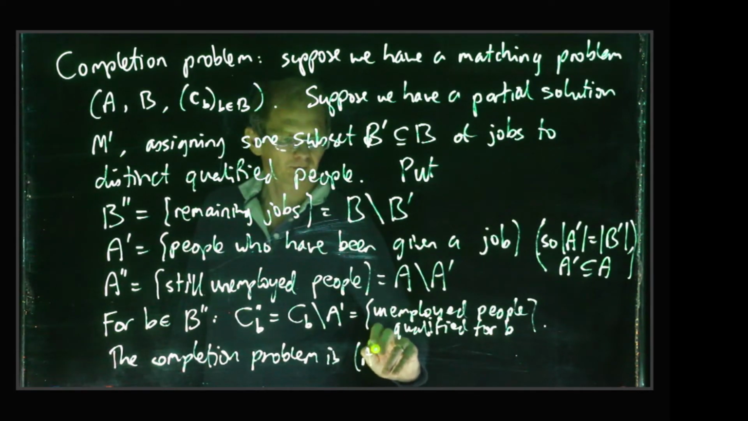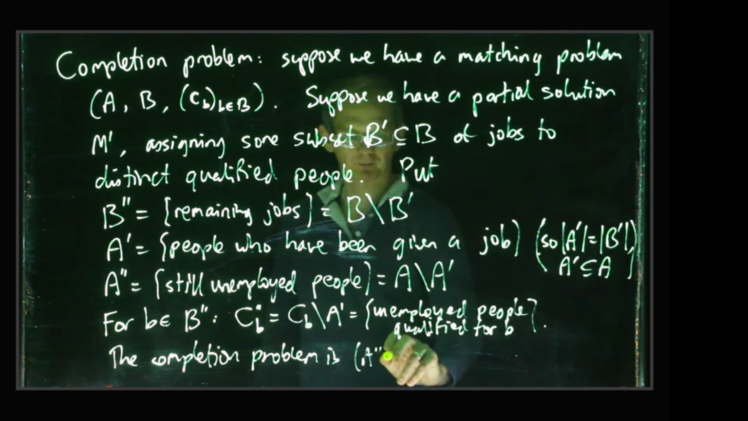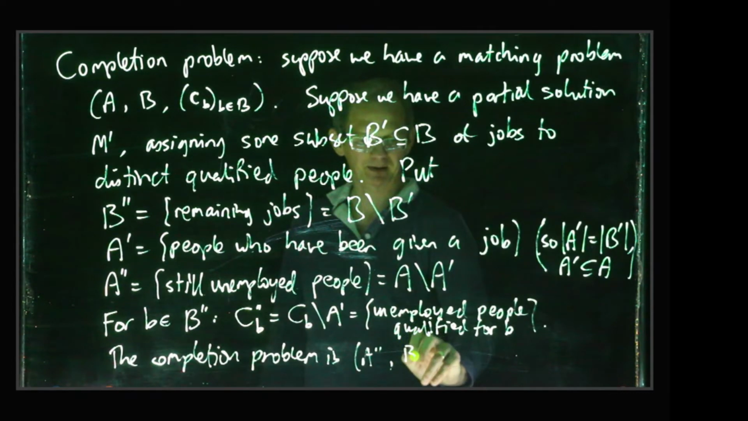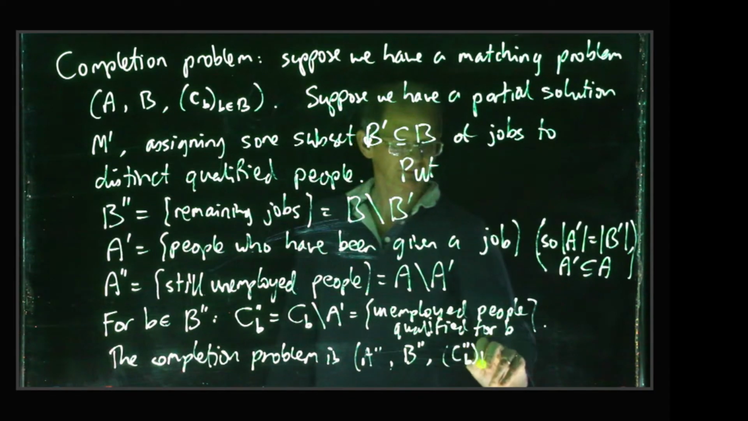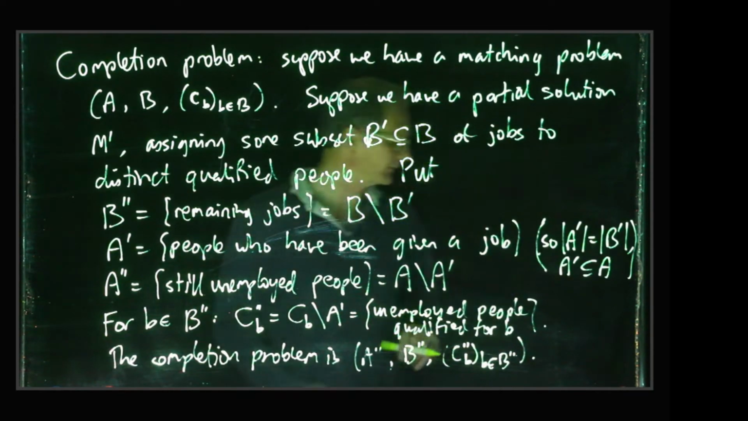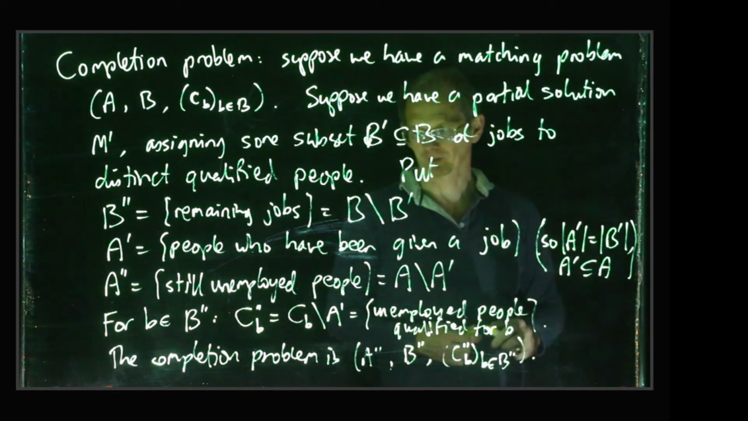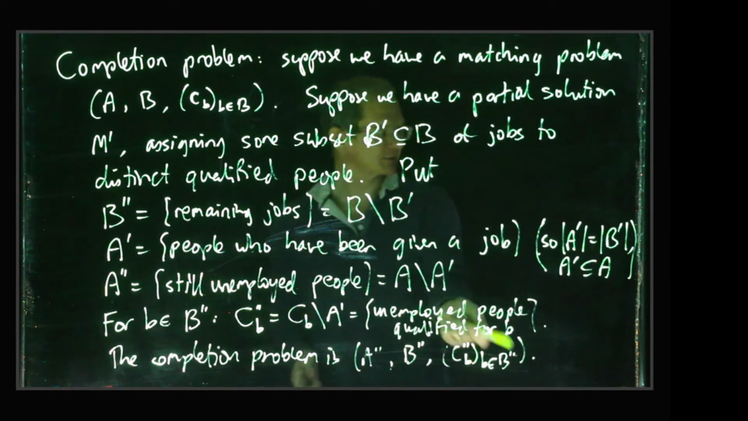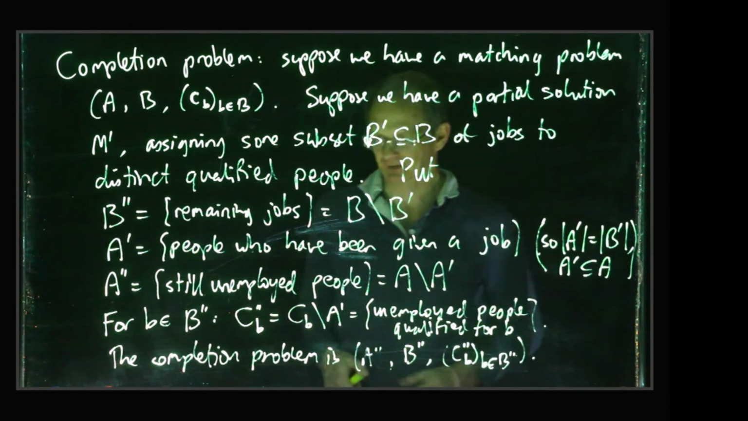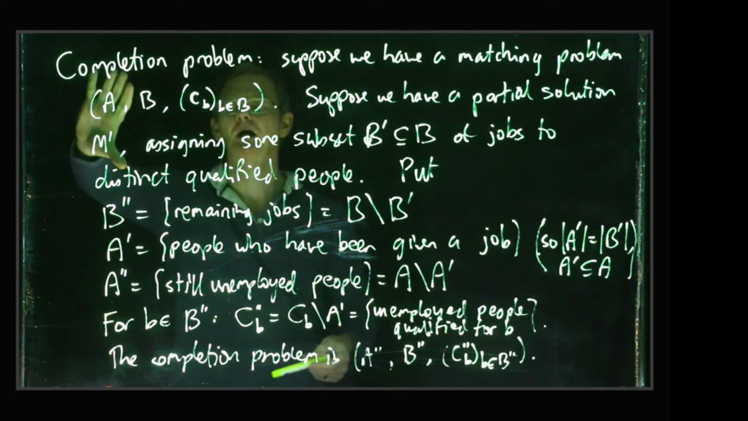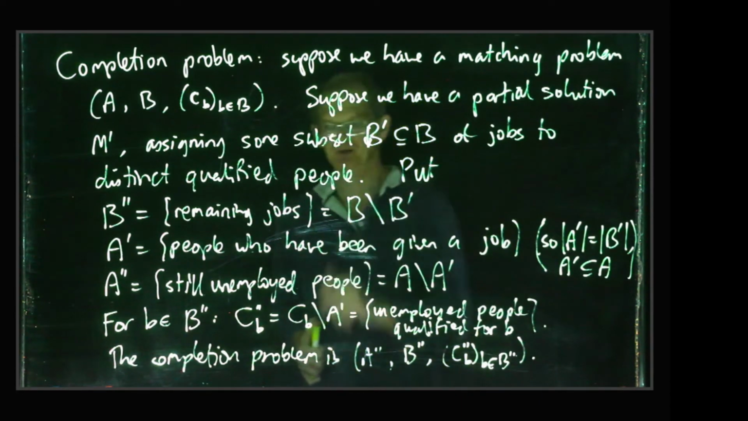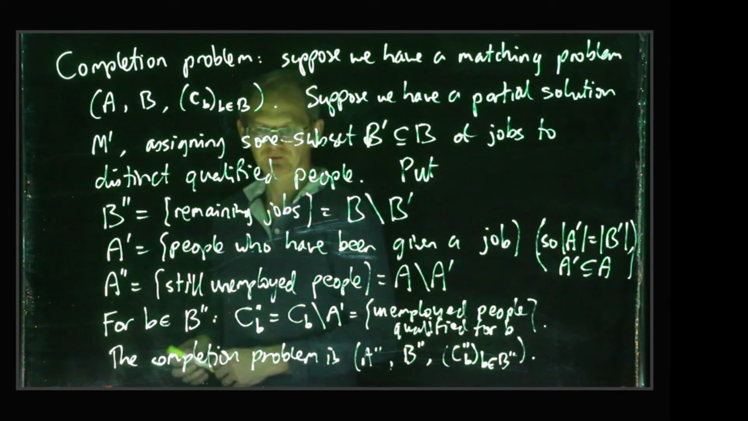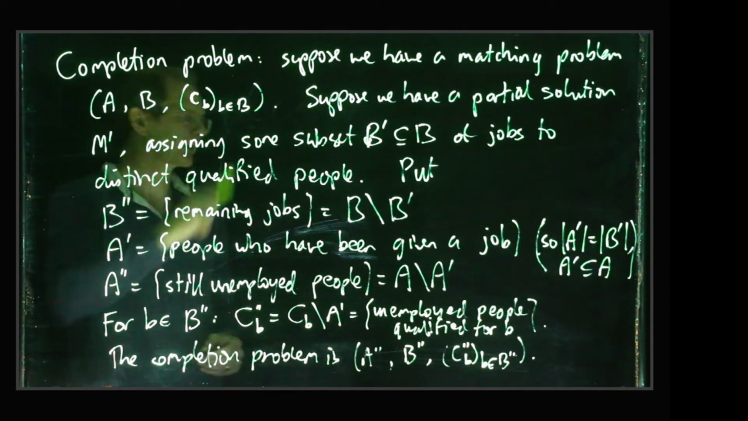And then now we've got a new matching problem with the set A double prime of people, the set B double prime of jobs, and these candidate sets C double prime b. So that's a new matching problem. That's what we call the completion problem. And of course, the point about this is that if we can solve the completion problem, then we just take the solution for the completion problem and combine it with the allocations we did already for the jobs in B prime, and that gives us a solution to the original matching problem that we started with.